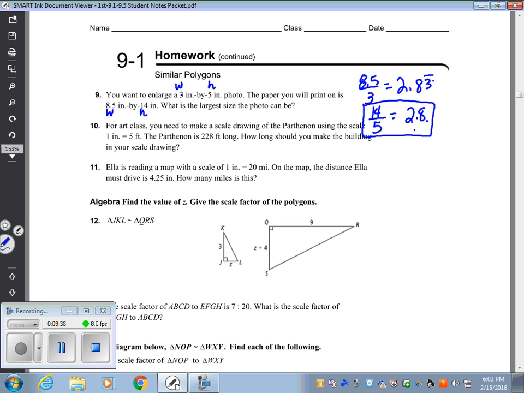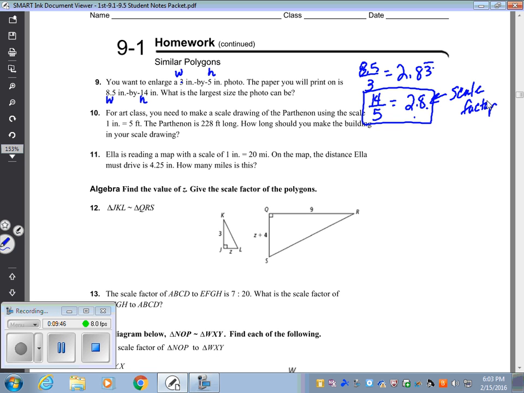So I know that this is my scale factor. This is the largest I can change the dimension, and it will stay in my ratio of the 3 by 5. So to find the largest size of the photo, all I have to do is take that scale factor and multiply it by our dimensions. So I'm going to say 8.5 times 2.8, that's the decimal 2.8. And that, I believe, comes out to be approximately 8.4. Oh, 23.8.